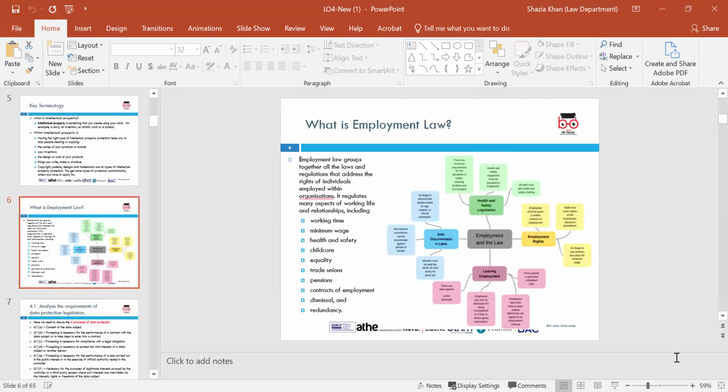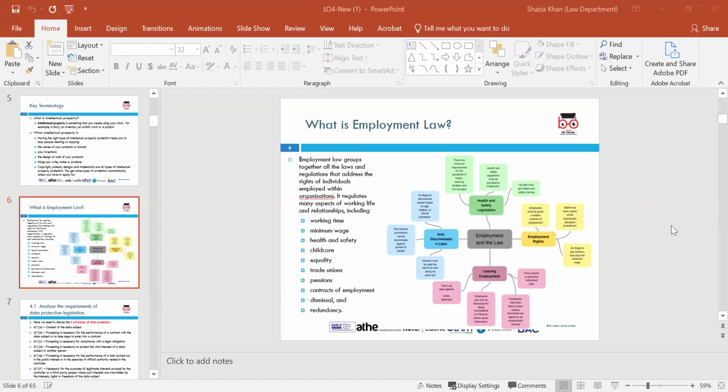Then we've got what is employment law. So you've got the Data Protection Act and an overview of what employment law is. UK employment law can be complicated. Individuals can be classed as employees, workers or independent contractors. Whilst independent contractors have no employment rights, workers are offered the same protection as employees.